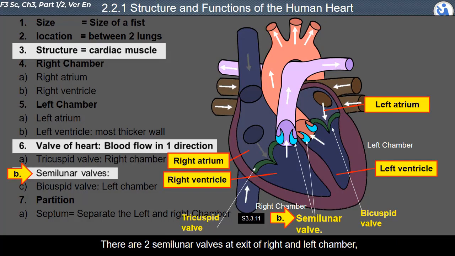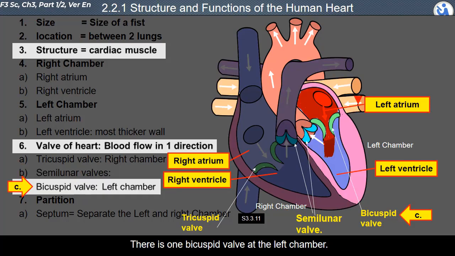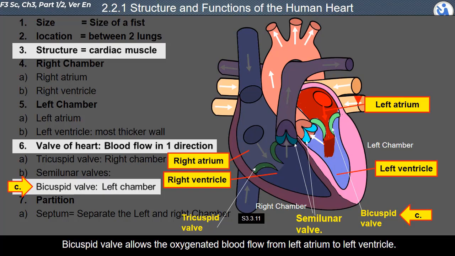There are two semilunar valves at the exit of the right and left chambers. There is one bicuspid valve at the left chamber. The bicuspid valve allows the oxygenated blood to flow from the left atrium to the left ventricle.